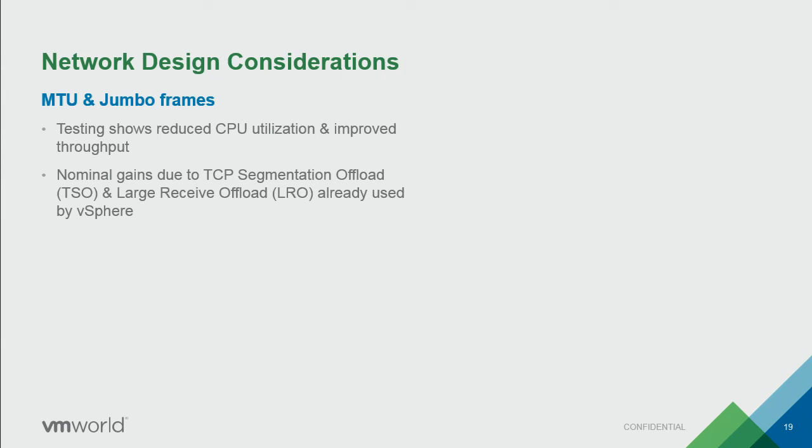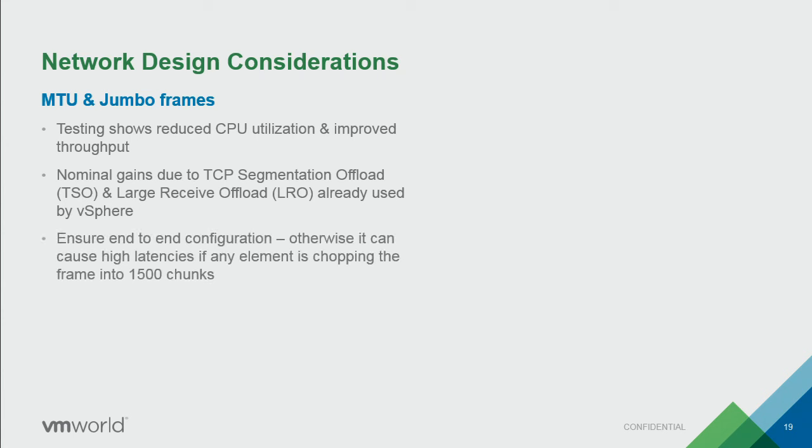Even if you get a small CPU reduction, it's something you can leverage. But overall, our testing shows that these gains are very nominal, because we are already using the TCP segmentation offloads and the LRO algorithms. So it's already baked in there, but as a best practice, it depends on your environment. If you have the practice of enabling jumbo frames, then yes, vSAN will leverage that and give you some CPU benefits.